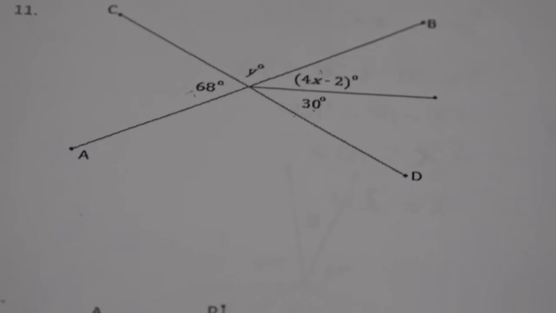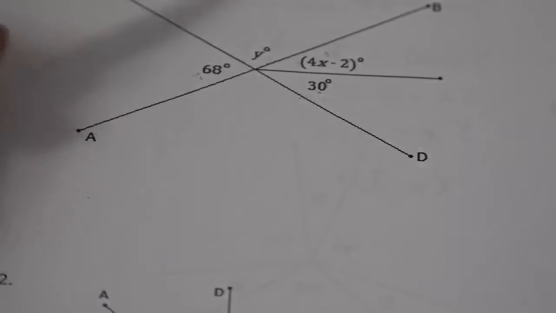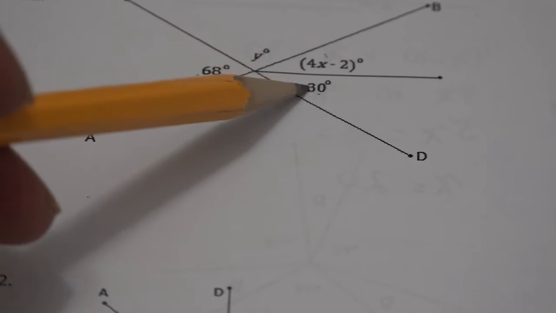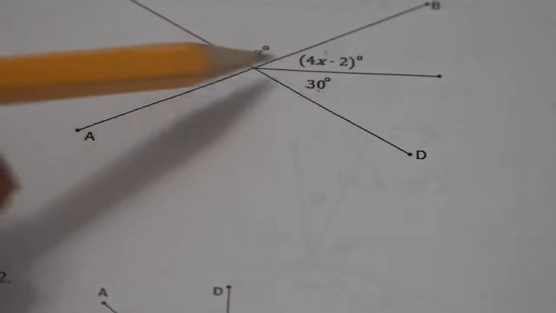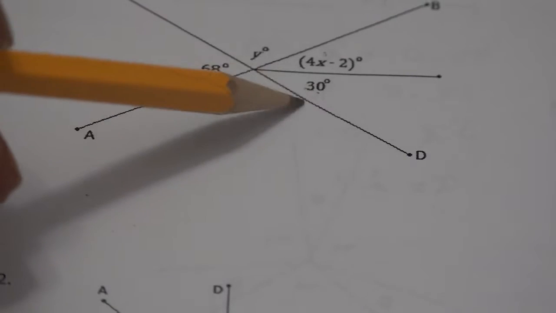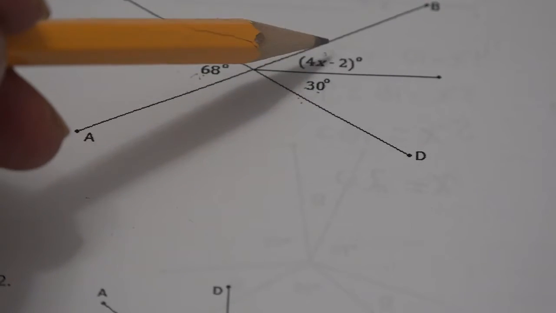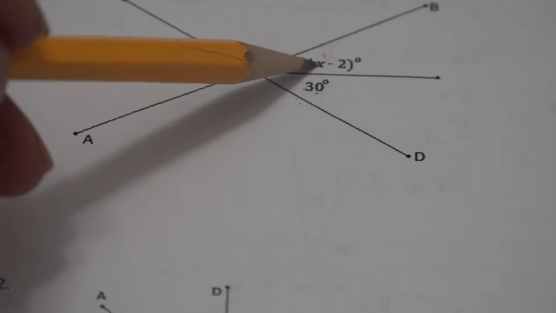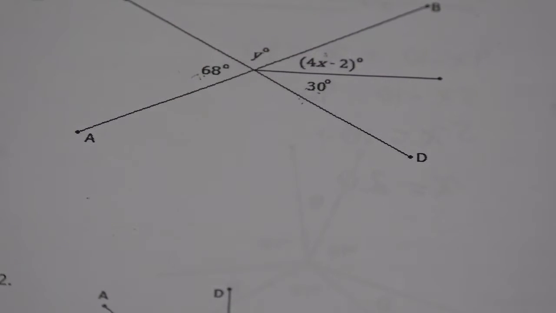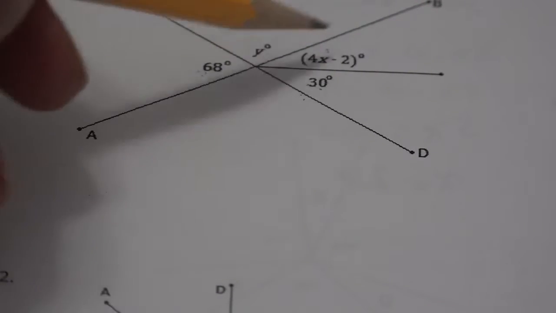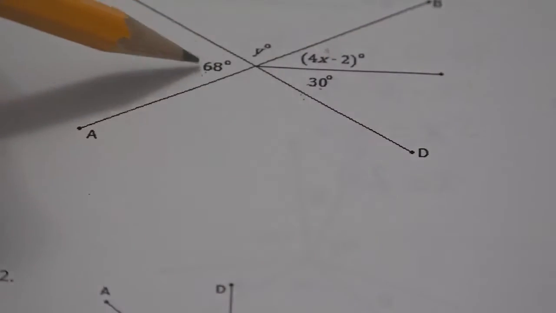Oh yeah, you're right. All right, so as I said before, if you wanted to find the value of x, you could do two things. You could say 68 equals 30 plus 4x minus 2, right? Because they're equal, they're vertical. Or you could say 4x minus 2 equals 38. Why 38? Because that's what you're missing in order to get the 68 in here.